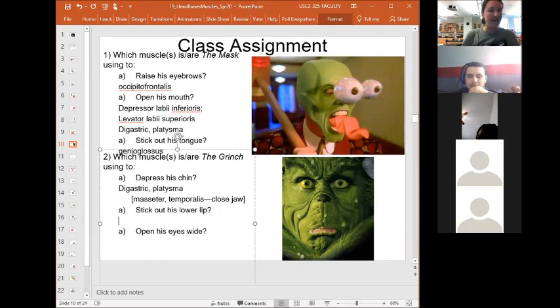Sticking out his lower lip. Also note that his chin skin is pretty wrinkly. So what is the main muscle that would do that? Mentalis. Perfect. Mentalis, the mental region in the chin, and it wrinkles the skin of his chin. Beautiful.